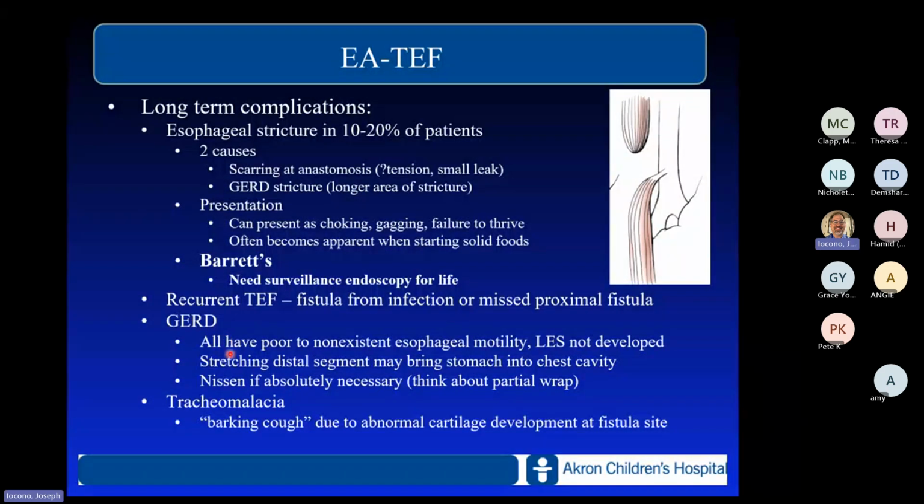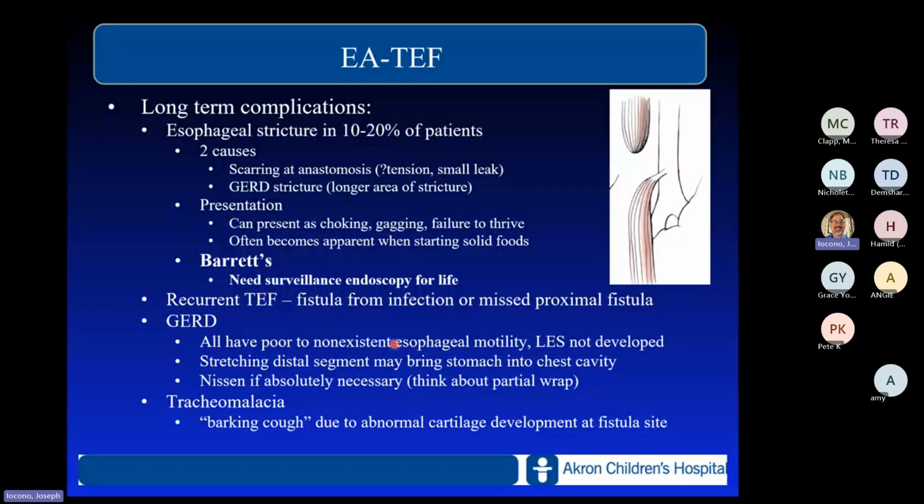GERD, we talked about. They all have poor to non-existent esophageal motility. Their lower esophageal sphincter is not developed well. So you stretch the distal esophagus to bring it up, and they end up with decreased intra-abdominal esophagus. You want to keep that in mind because there's bad esophageal motility. You really don't want to do a Nissen unless you absolutely have to.